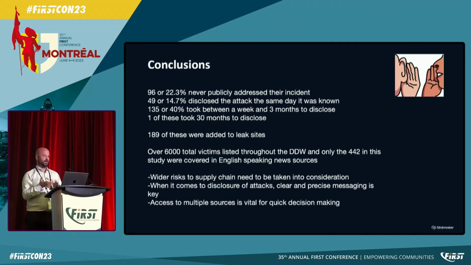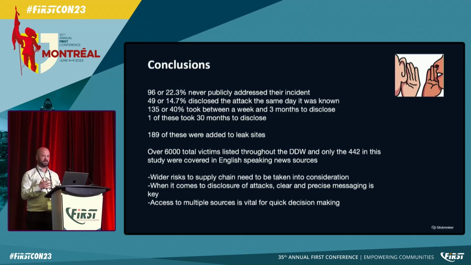So 23% almost never publicly addressed their incidents. 14% disclosed the attack on the same day it was known. 40% took between a week and 3 months to disclose, and 189 of these 430 were actually publicly posted to the blog sites. We were seeing 6,000 victims on the dark web, so only 442 in this study.